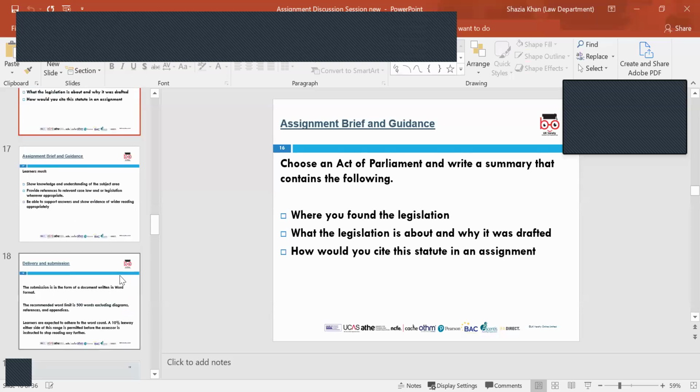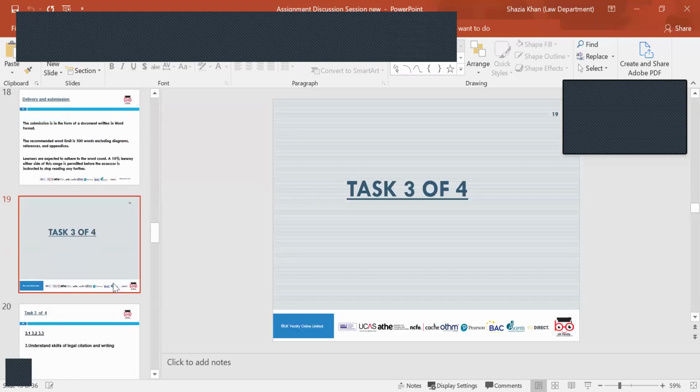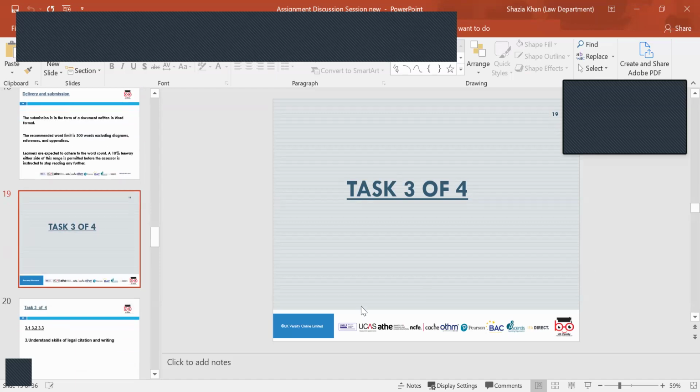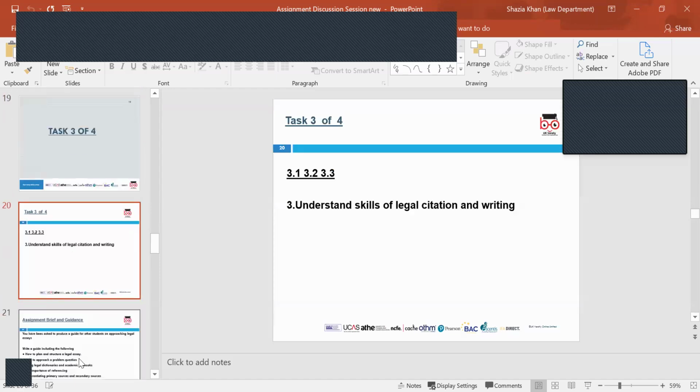So there are 3 parts in task 2. Task 3: here you will be looking at learning outcome 3, 3.1, 3.2, and 3.3 to understand the skill of legal citation and writing. So the learning outcome in task 2 was to summarize the skills of legal citation, and here it is to understand the skills of legal citation and writing.